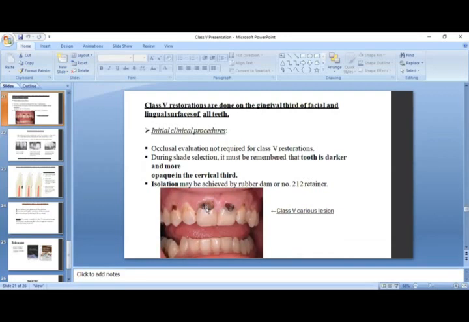This is the location of the case region. During the shade selection, remember that the tooth is darker and more opaque in the cervical area. What does that mean? As you can easily see, the normal tooth structure is darker in that area, and it is lighter on the incisal area. This is the incisal area, and this is the cervical area.